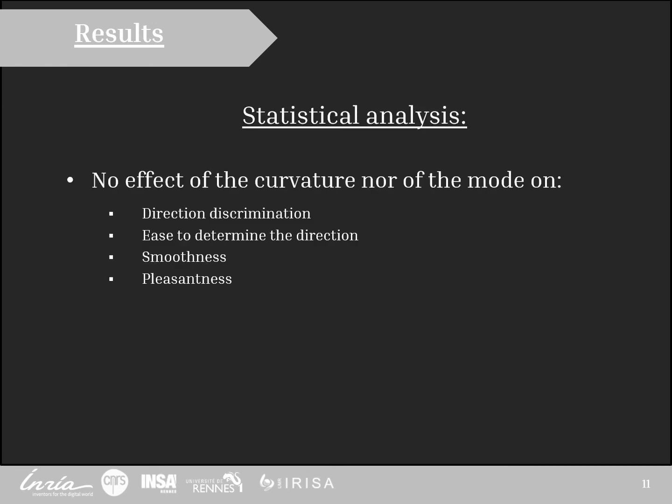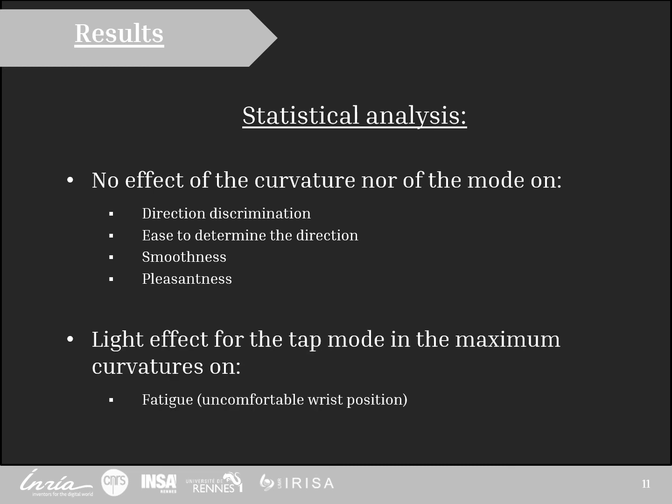The results showed that whatever the curvature and the signal type, the participants could perfectly sense the direction of the apparent motion. There was also no impact on the ease to determine this direction, the evaluation of the stimulation smoothness, or its pleasantness. Only a slight effect of the curvature on the fatigue was found with tap stimulations, which was found to be a probable consequence of the uncomfortable wrist position.